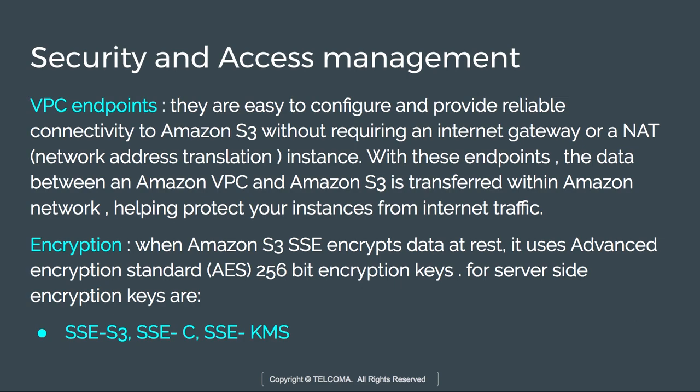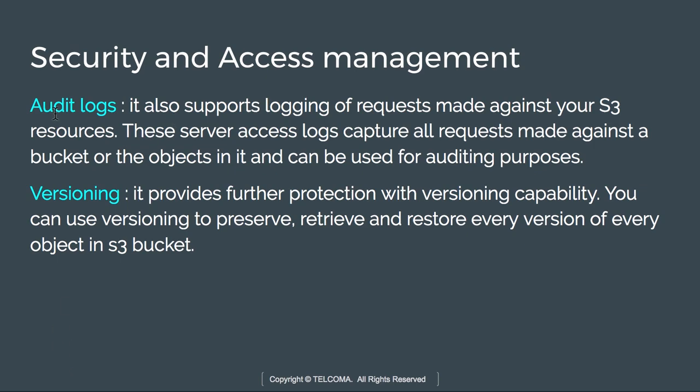We have encryption. When Amazon S3 SSE encrypts data at rest, it uses AES 256-bit encryption keys. Now these are the encryption keys. Further in security and access management, we have audit logs and versioning. That means you can configure your Amazon S3 bucket to create access logs for the requests made against it. This allows you to easily recover from both unintended user actions and application failures.